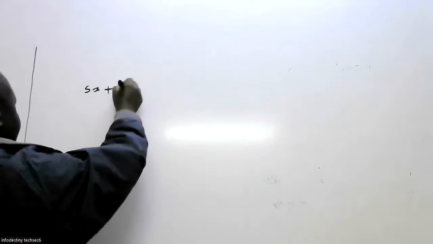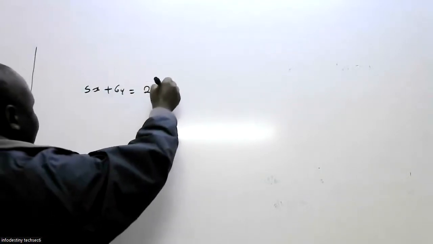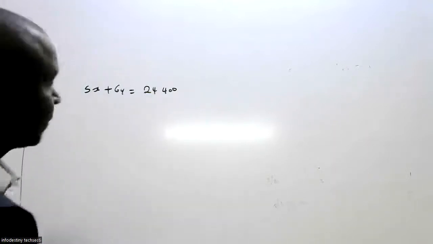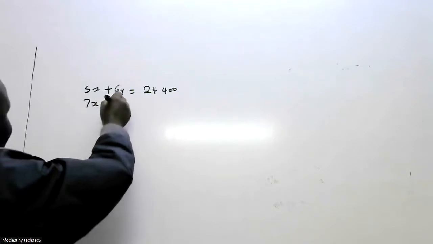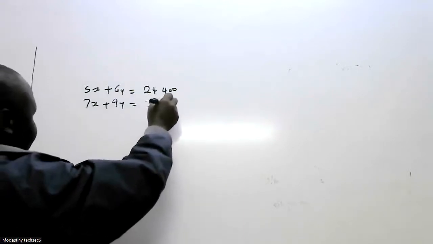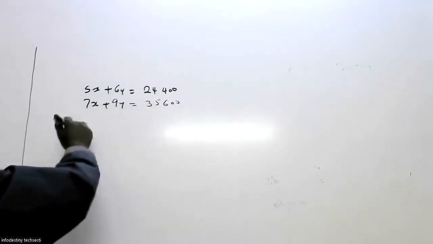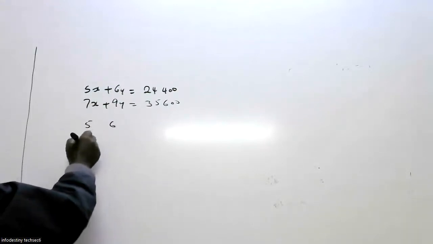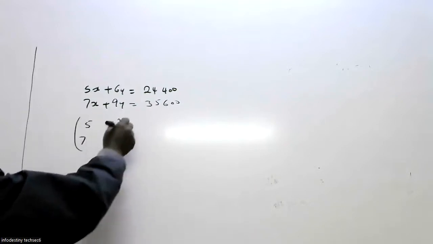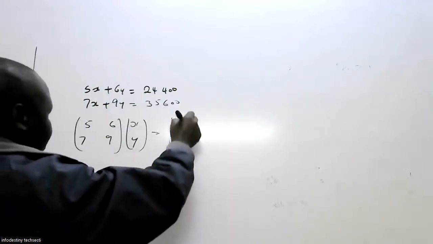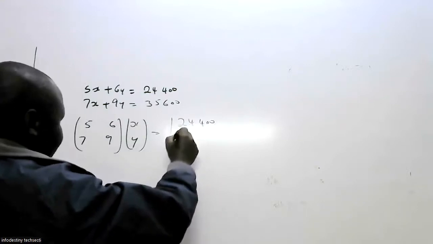So they want you to first find out the first one: 5X plus 6Y equals 24,400. Now the second one, 7X plus 9Y equals 35,600. Then we are going to convert this into matrix form. That's going to be 5, 6, 7, 9, times X, Y, equals 24,400 and 35,600.